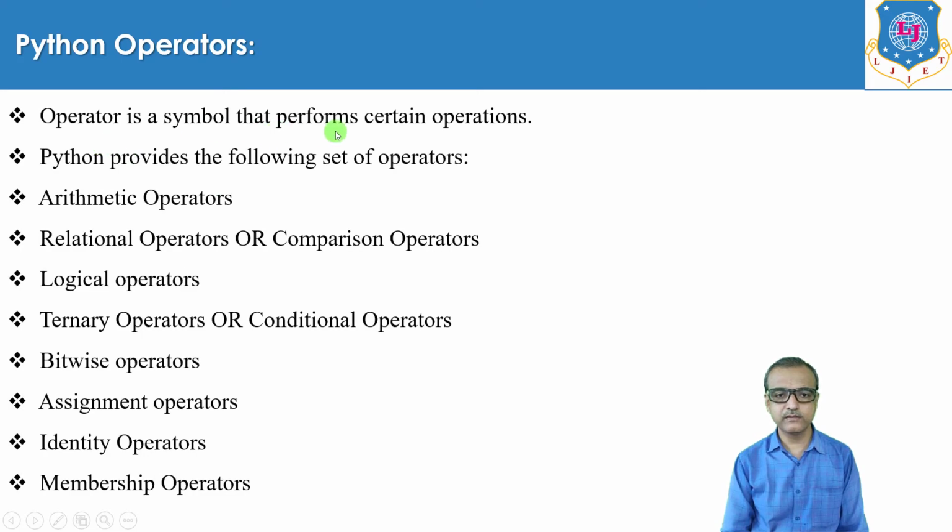Operator is a symbol that performs certain operations. Python provides the following set of operators: arithmetic operators, relational operators. Relational operators are also called comparison operators. Then after logical operators, ternary operators. Ternary operators are also called conditional operators, bitwise operators, assignment operators, identity operators, and finally membership operators. In today's lecture, we will see arithmetic, relational, logical, and ternary operators.